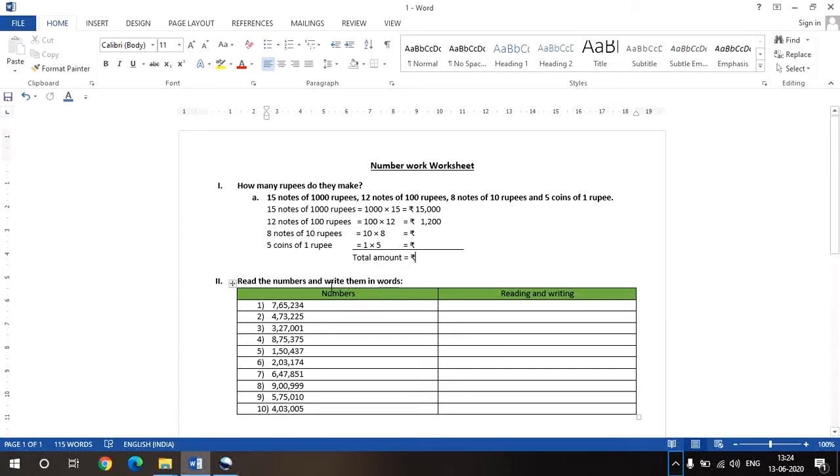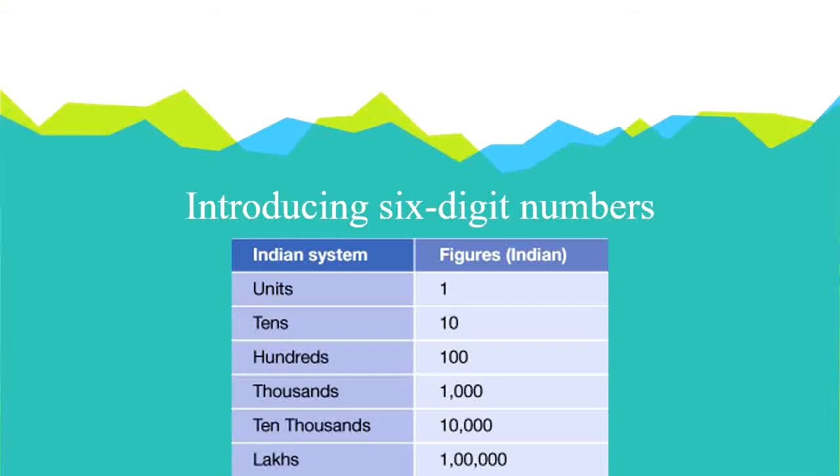Now coming to the next question. To solve it, you have to first understand how to read and write 6-digit numbers. I'll explain to you how to do that. Introducing 6-digit numbers. Till now you had learned about 5-digit numbers. In this lesson you are going to learn about 6-digit numbers. You already know about units place, tens place, hundreds place, thousands place and 10,000s place. When there are 6-digit numbers, there is also the lakhs place that is introduced.